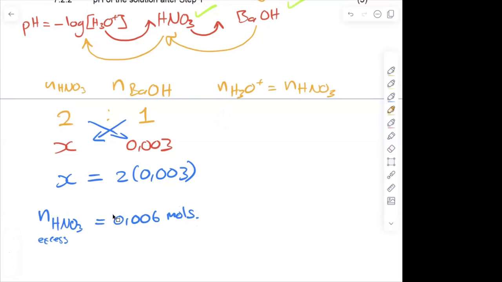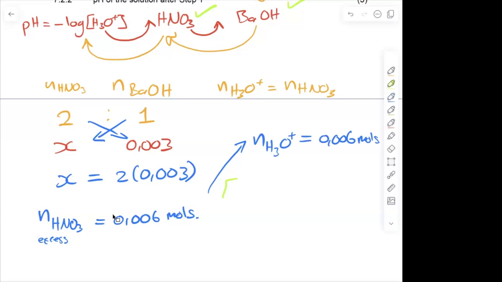So now we're going to use that and figure out the concentration of H3O+, because the number of moles of those two things are going to be equal. That means we can take the number of moles of HNO3 and deduce immediately the number of moles of H3O+, which is going to be 0,006 moles. Now I can find the concentration of H3O+ and plug it into my pH calculation. The concentration of H3O+ is simply number of moles over volume.